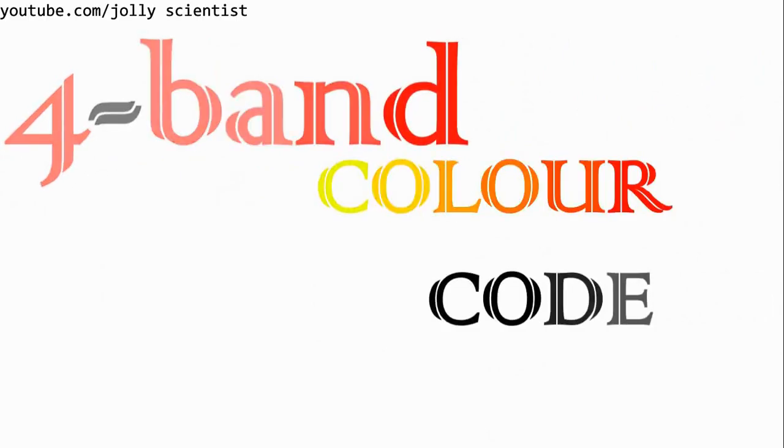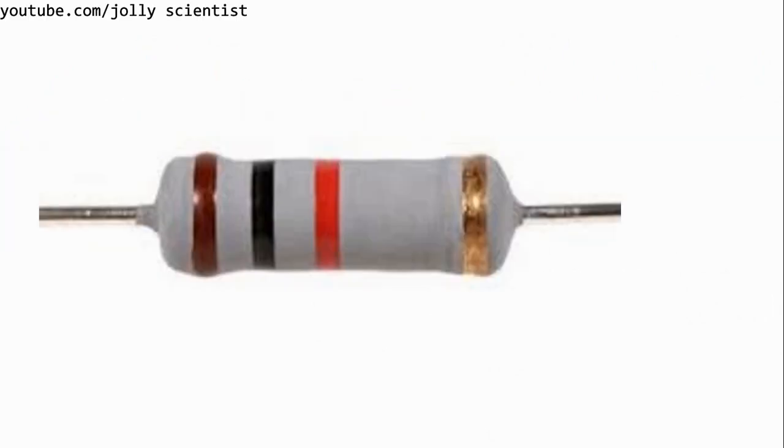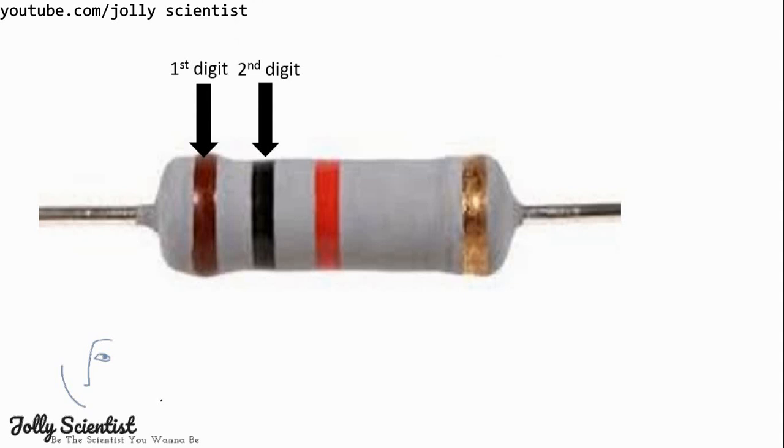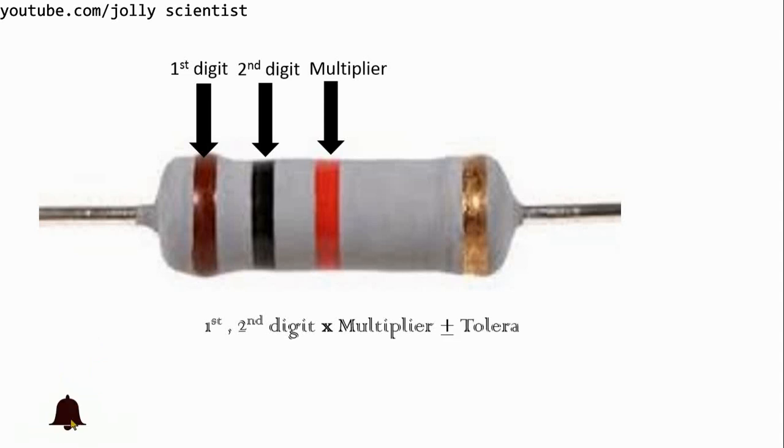4-band color code. Here's a typical resistor. The first is a digit, second is a digit, the third is a multiplier, and the fourth is a tolerance. Let's go over it again. This time around, we say it together. The first is a digit, second is a digit, the third is a multiplier. So what do we do with it? We write the first digit, the second digit, multiplied by the multiplier, plus or minus the tolerance.